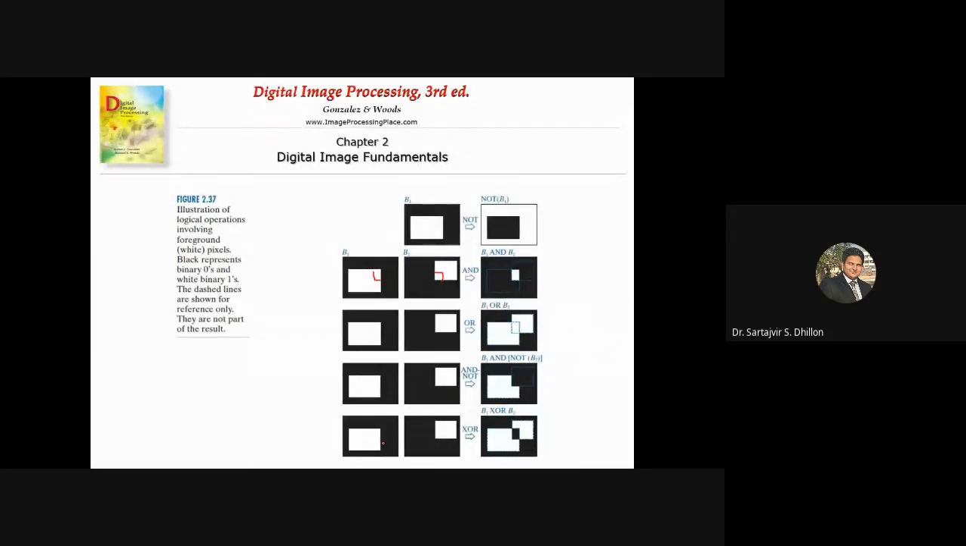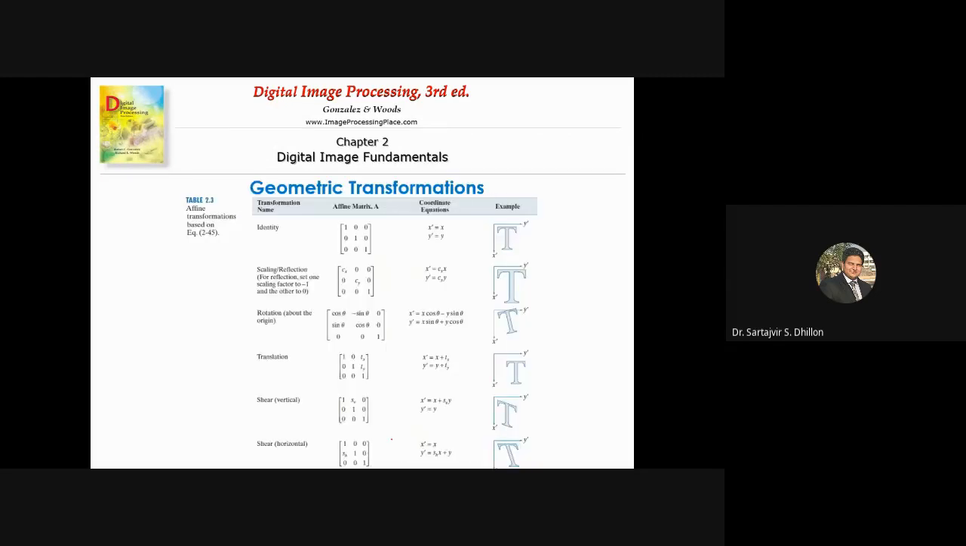In a XOR operation, when the 1 0 is there, you are getting the one. When both inputs are similar, then you will get the zero value.